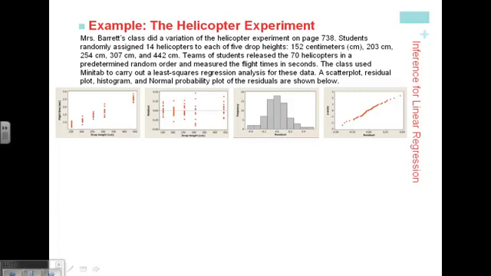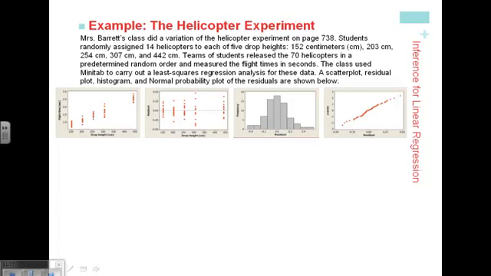Continuing on. We have an experiment. Okay, so Mrs. Barrett's class did a variation of the helicopter experiment. Now, we didn't do the helicopter experiment, but the general idea was that they took paper helicopters, dropped them from a particular height, and then saw how long it took the helicopters to fall down. So they have different drop heights, and then they have different times it took for those helicopters to fall.